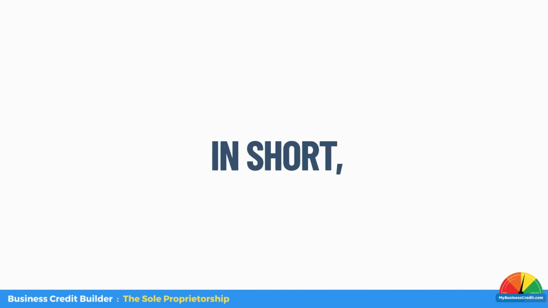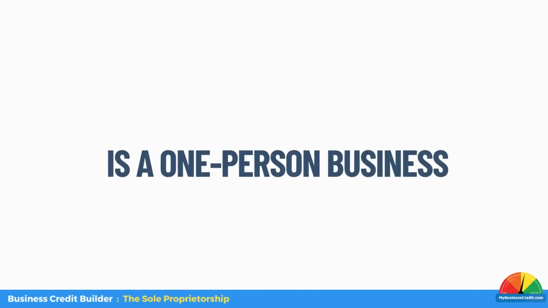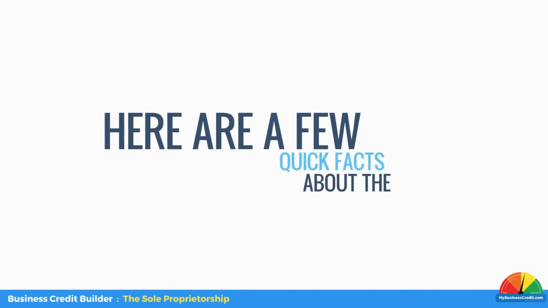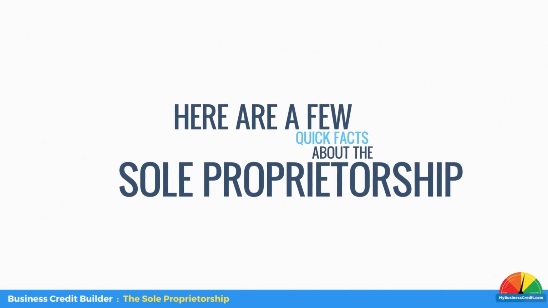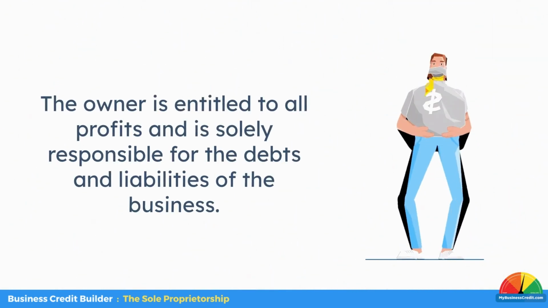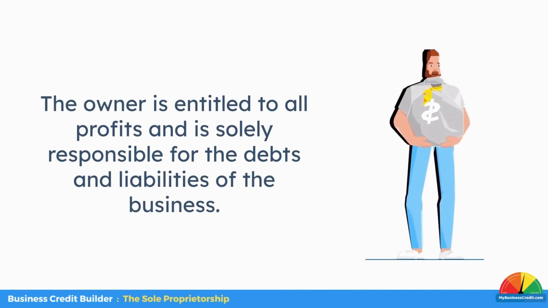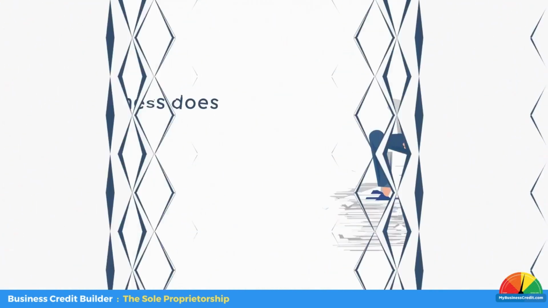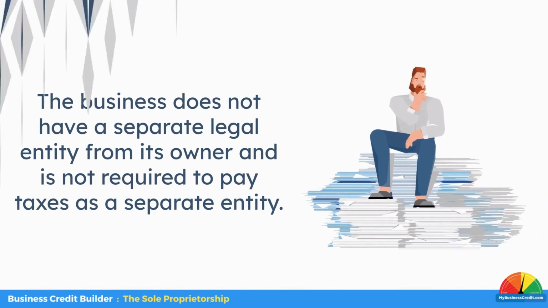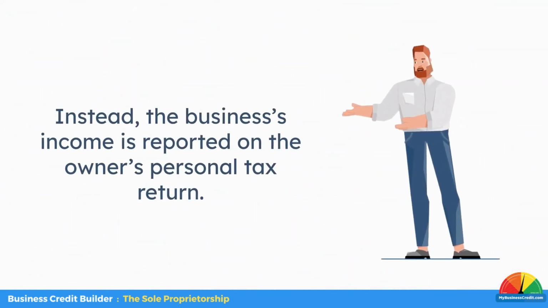In short, a sole proprietorship is a one-person business where the owner and the business are legally the same entity. Here are a few quick facts about sole proprietorships. The owner is entitled to all profits and is solely responsible for the debts and liabilities of the business. The business does not have a separate legal entity from its owner and is not required to pay taxes as a separate entity. Instead, the business's income is reported on the owner's personal tax return.